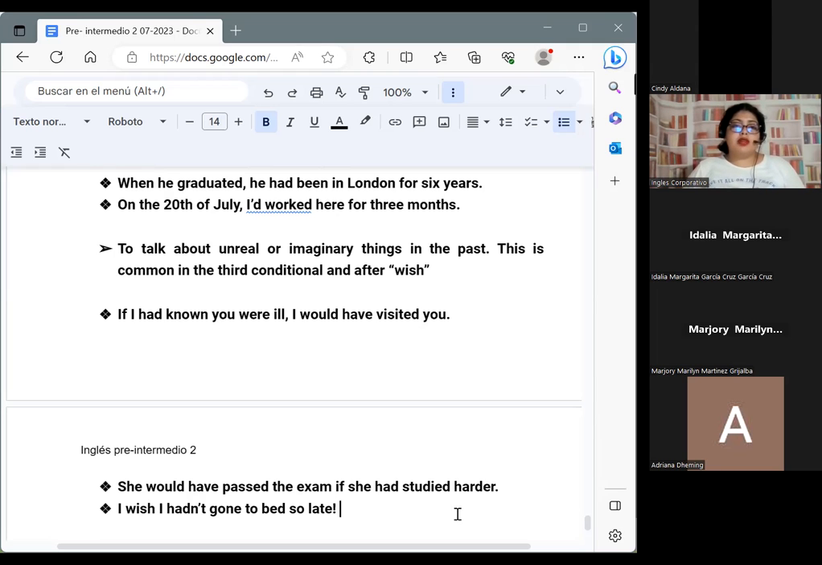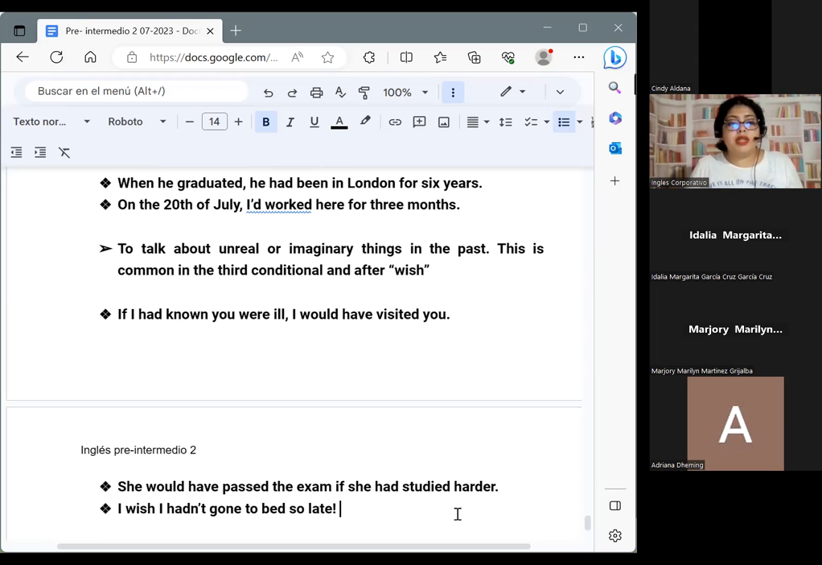Básicamente, aquí estamos hablando de cosas que podrían haber pasado de una forma diferente. Por eso le decimos que es algo imaginario o algo irreal, porque básicamente estamos hablando de cosas que nos hubiera gustado que sucediera, pero que solo se quedó en nuestra imaginación. For example, in the number one, si yo hubiera sabido que estabas enfermo, te hubiera visitado. Pero como no lo supe, no fui a verte.